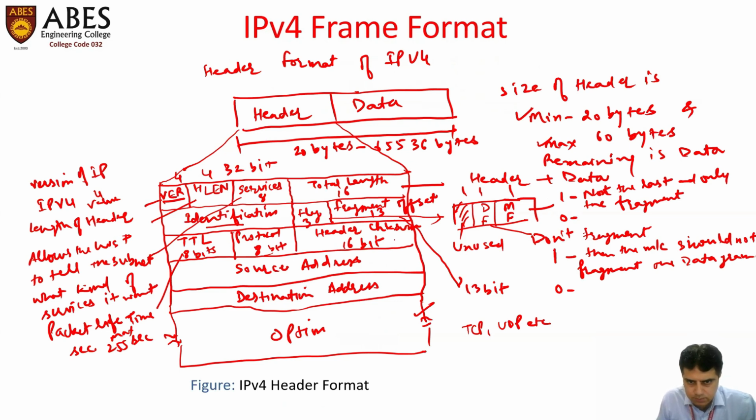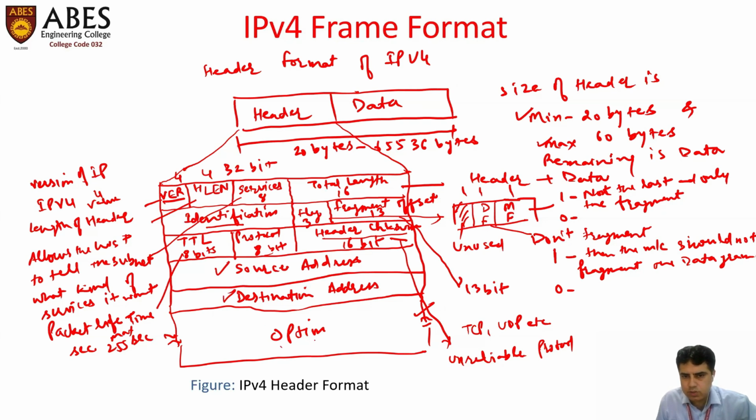Then is header checksum. We already said that IP is an unreliable protocol because there is no checksum, there is no error detection method. But this field is header checksum. Header checksum is used to determine error detection for the header only. Next is the 32-bit source address, and the next field is the 32-bit destination address.